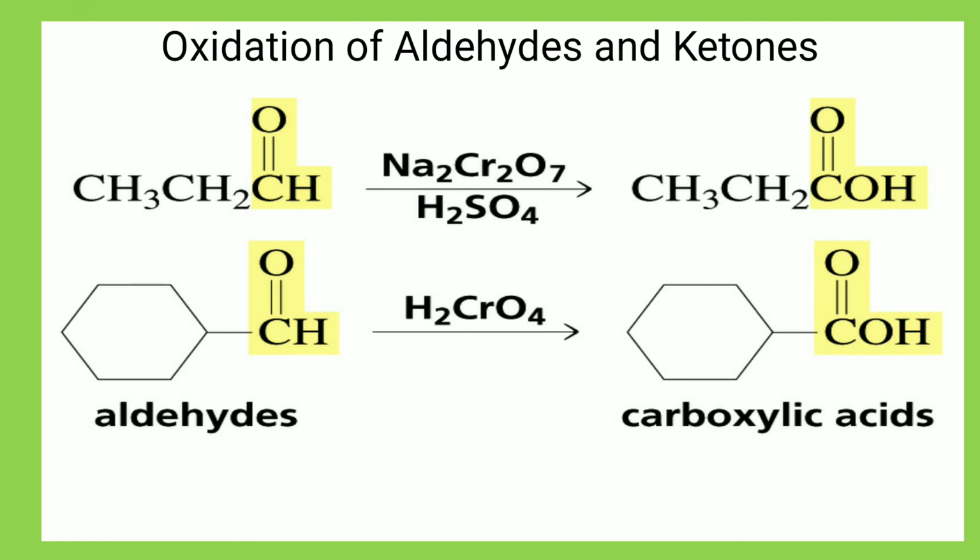Okay, and next we are going to learn the oxidation of aldehyde and ketone. Simple. For the conversion of the aldehyde or the ketone, we use an oxidizing reagent, that is Na2Cr2O7 in the presence of acidic condition, that is H2SO4, and also we can use H2CrO4, which is also useful for the conversion of aldehyde or ketone into acids.